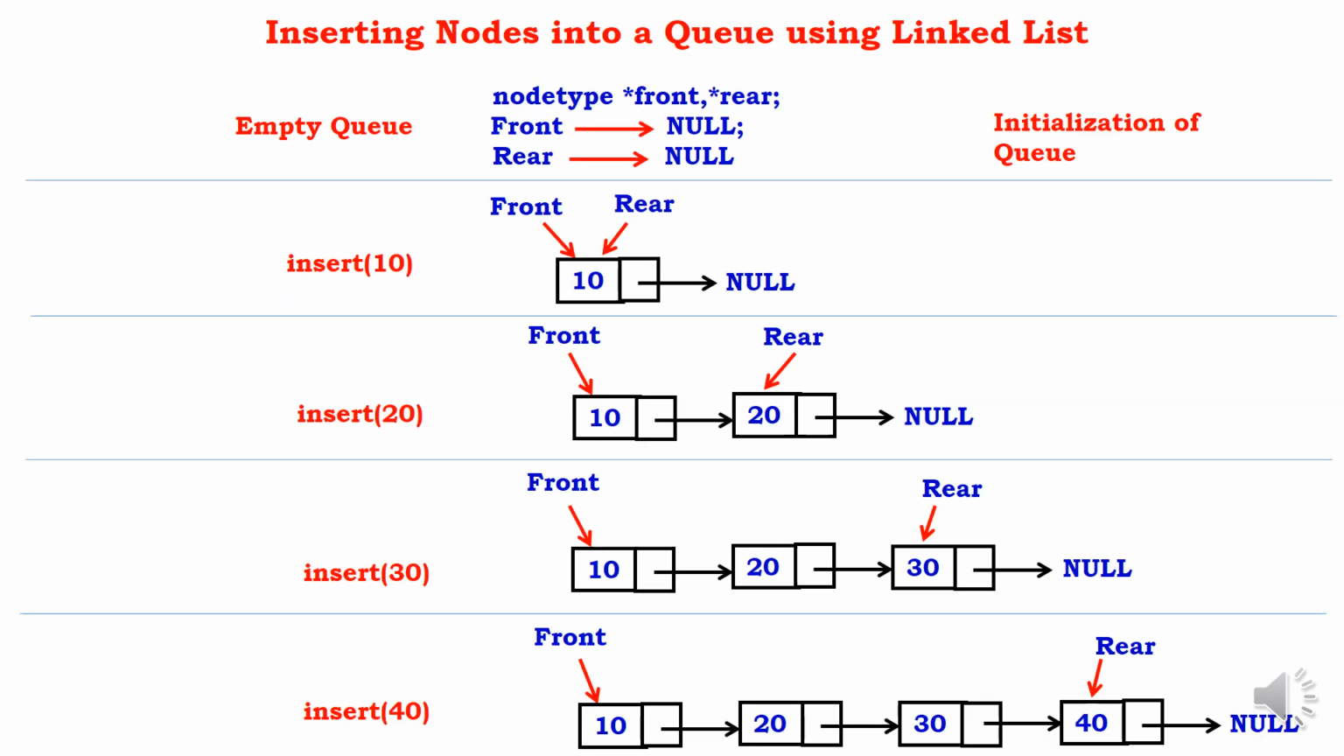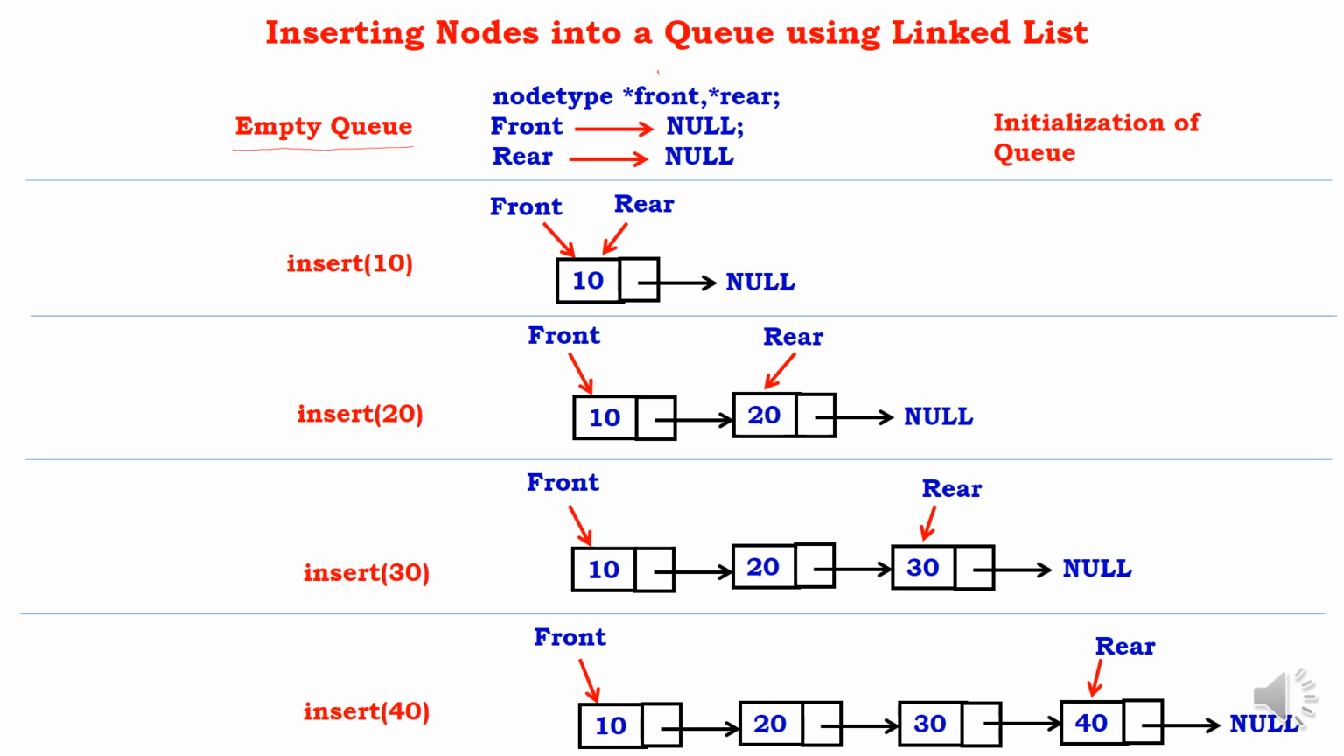Let me explain how to insert nodes into a queue using a linked list. Initially, we assume that the queue is null, an empty queue. So the linked list is empty. There are no nodes in the linked list. The first assumption is initialization to an empty queue. First node pointed to by front, last node pointed to by rear. So when there are no nodes in the linked list, it is an empty list. So front is null, rear is null.